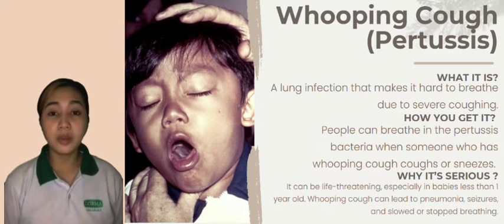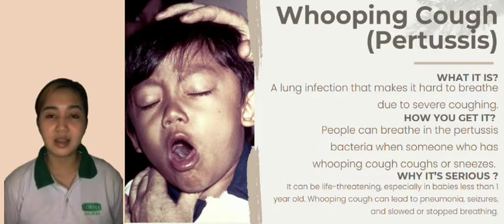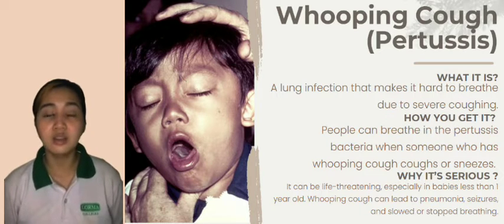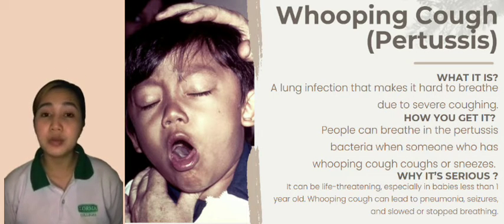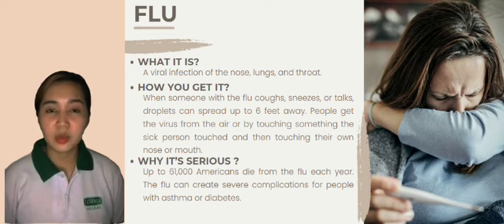So next is whooping cough or pertussis. Whooping cough is a lung infection that makes it hard to breathe due to severe or non-stop coughing. People can breathe in the pertussis just like the measles when a person who has it coughs or sneezes. So why is it serious? It can be life-threatening. It can cause death, especially in babies less than 1 year old. Whooping cough can lead to pneumonia, seizures, and slowed or stopped breathing.